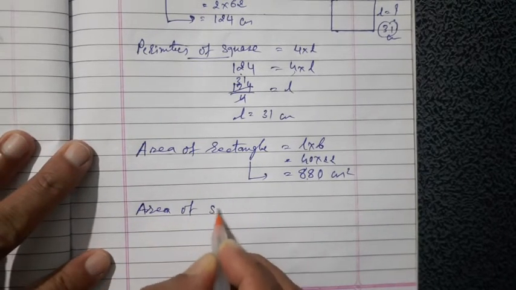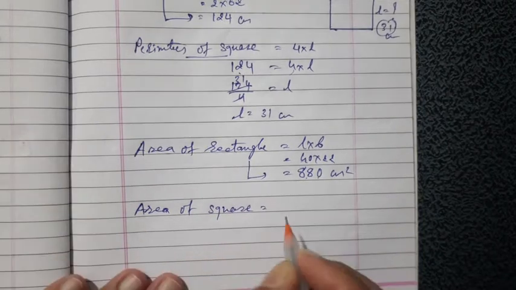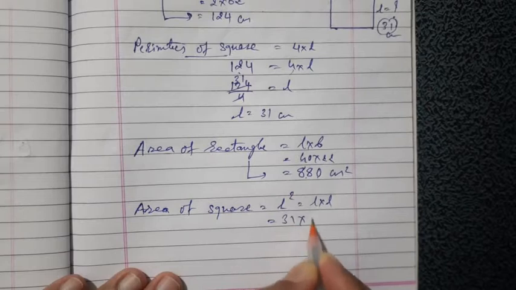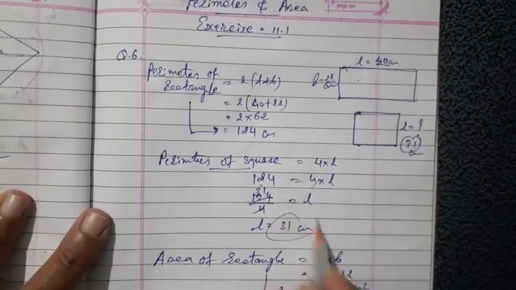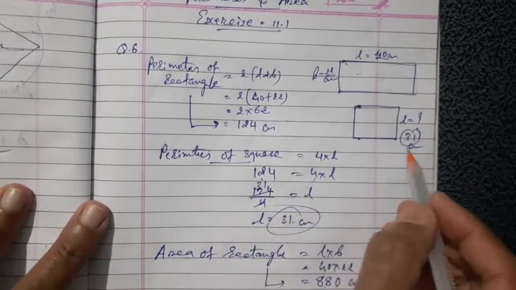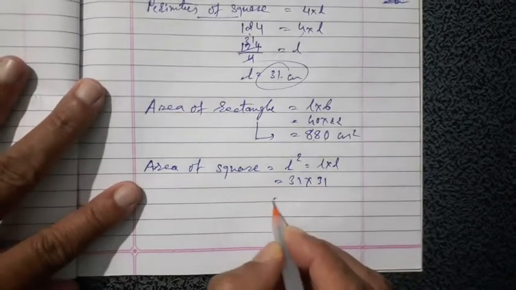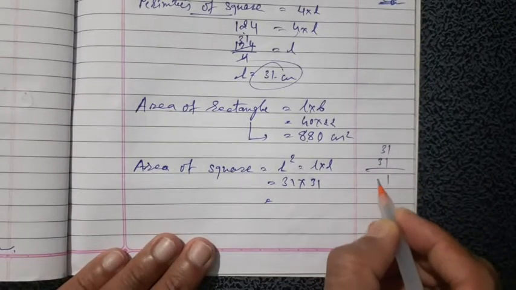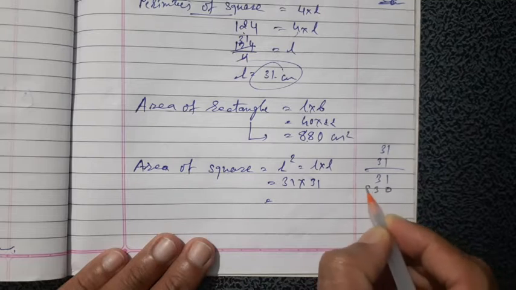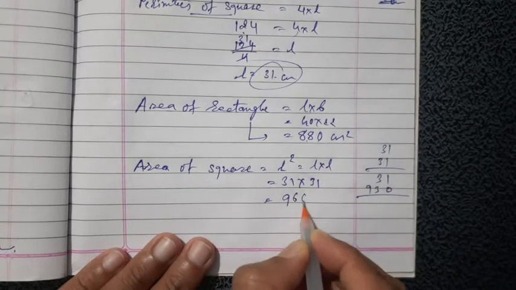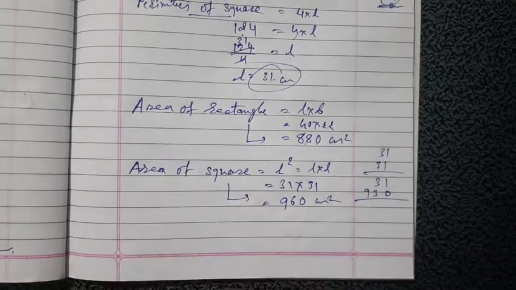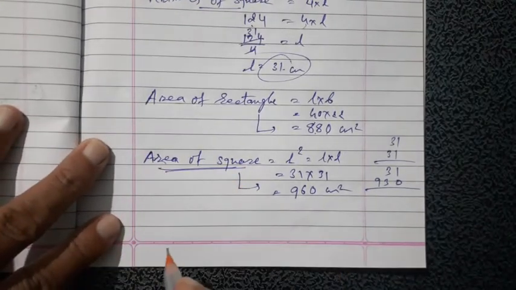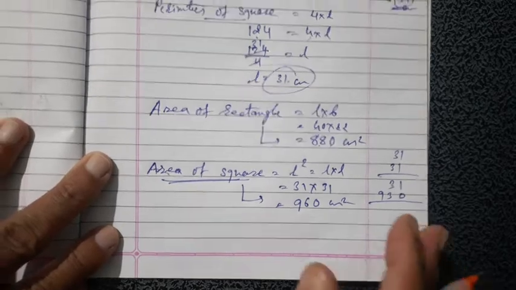Same for the square. Area of square equal to L square, that means L into L, that is 31 into 31, because we already found the side of the square, that is 31. So 31 into 31 equal to 961 centimeter square. So whose area is more than the other? Here the area of the square is more than the rectangle.